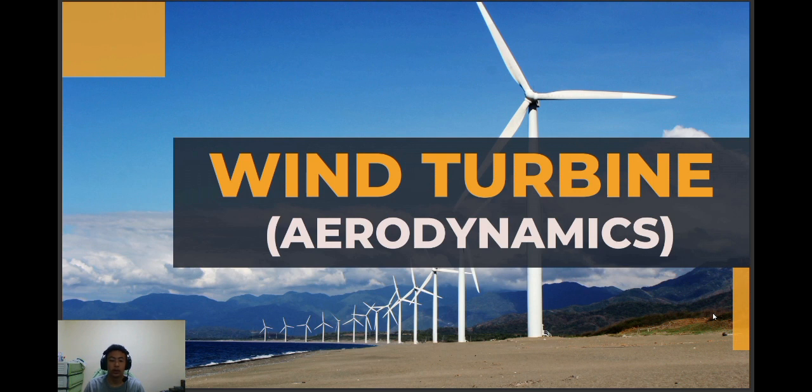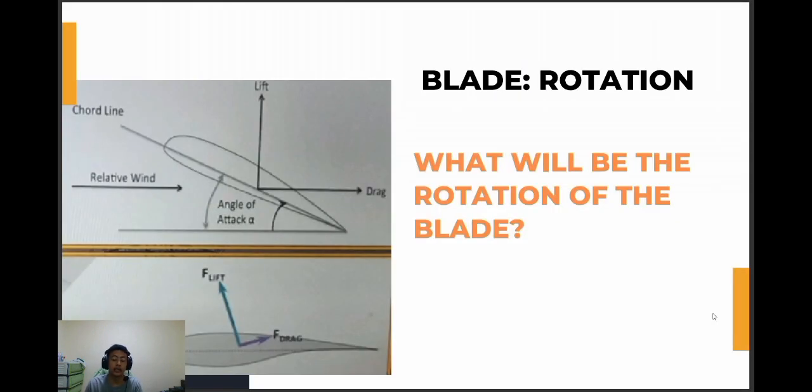So, umpisa natin. Wind turbine aerodynamics. Blade rotation. So, what will be the rotation of the blade? Paano nga ba nag-rotate yung blade? Saan nga ba dapat natin siya itulak, or ano ba dapat natin gawin or alamin para alam natin kung saan ba to patungo, or saan ba natin to gagalawin.